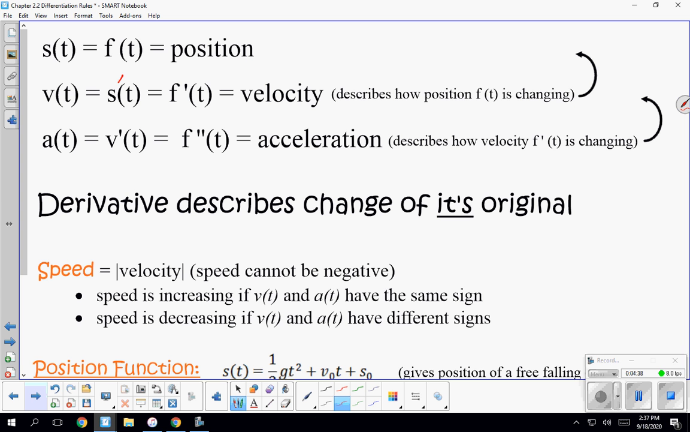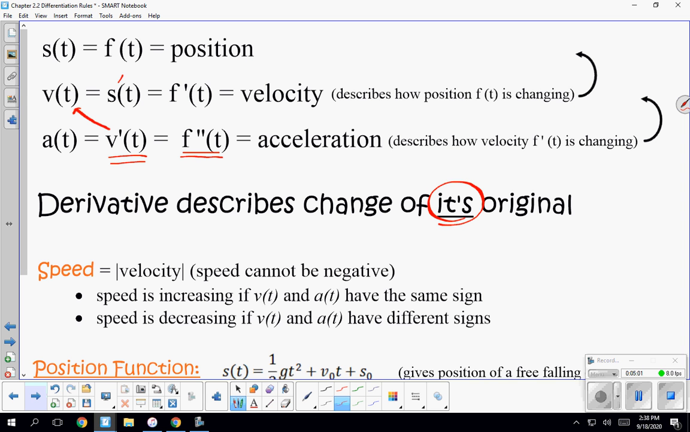Our second derivative is called our acceleration, and that describes how our velocity is changing. At each level, it describes what the previous level is doing. So again, it describes the change of its original. So we can think of the second derivative really as the first derivative of velocity.